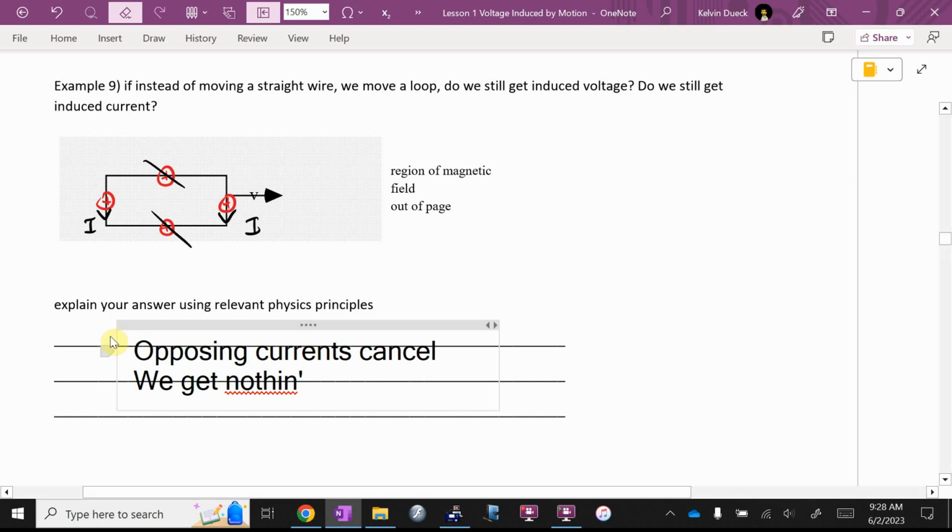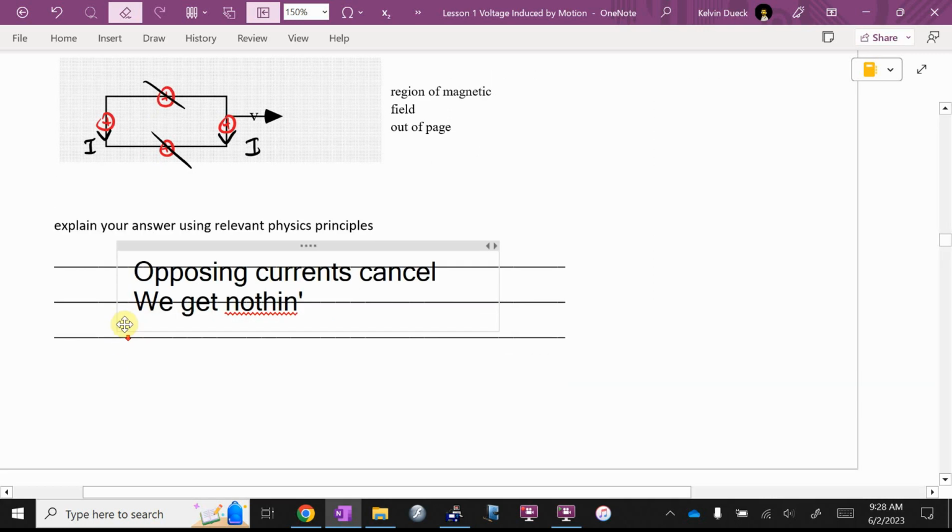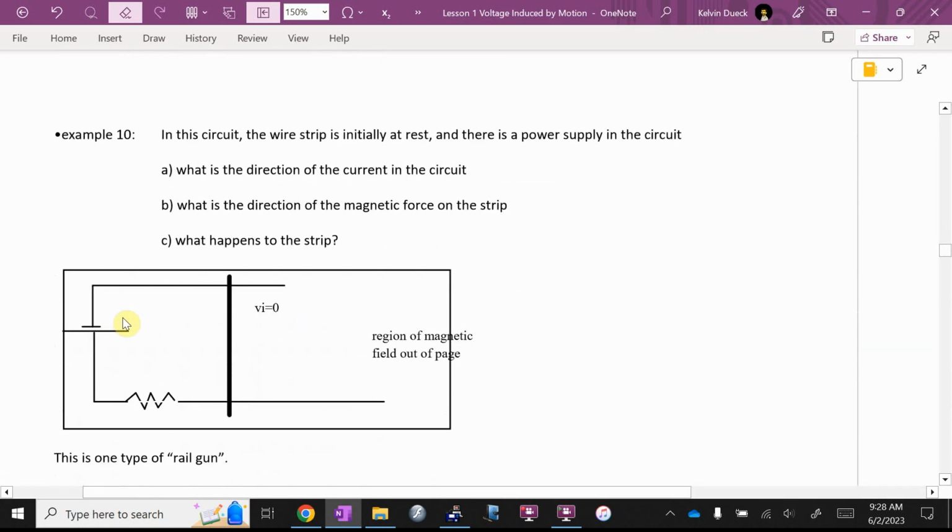Okay. We'll come back to this loop idea in a couple of days. But if you turn the page, now we're going to ask ourselves, instead of us supplying the motion to get voltage, what if we supply voltage? Can we get motion? This is the physics of a railgun.